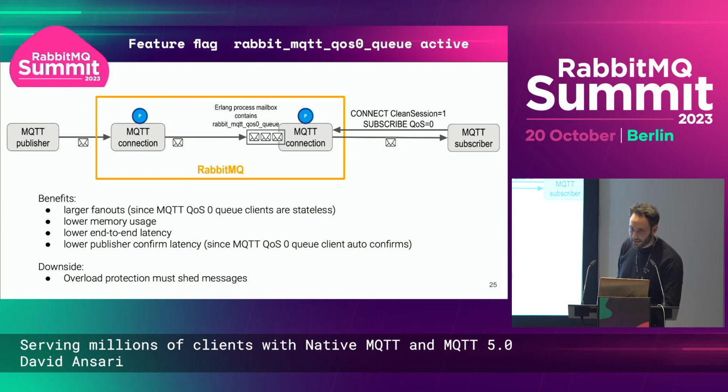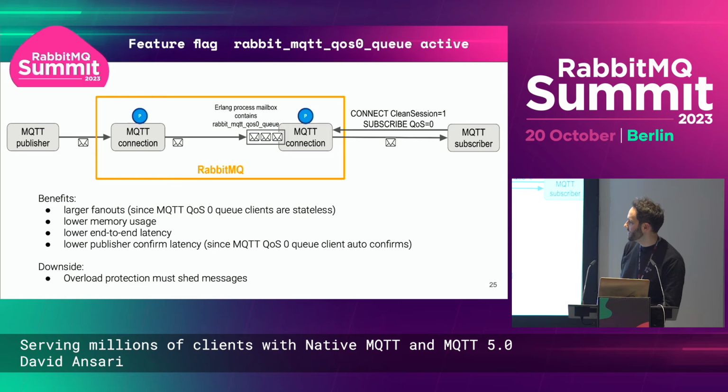So if the feature flag is active, we just skip the queue. So there's no separate queue process anymore. Messages are not written to disk. And basically, you can think of the queue being a subset of the Erlang process mailbox of the receiving MQTT connection process. And this comes with a large number of benefits.